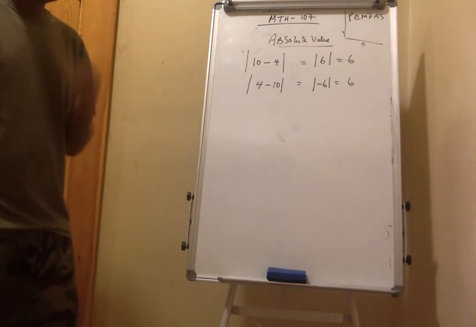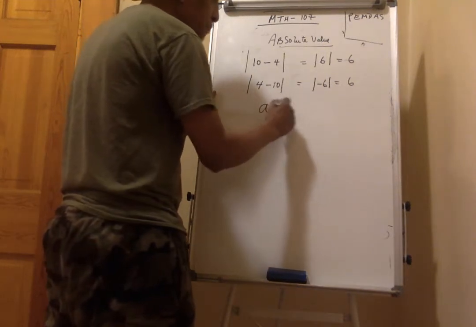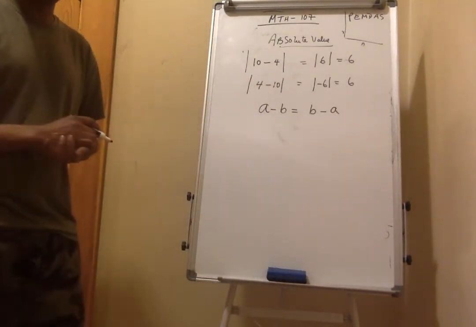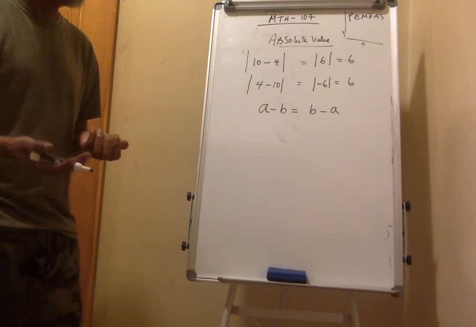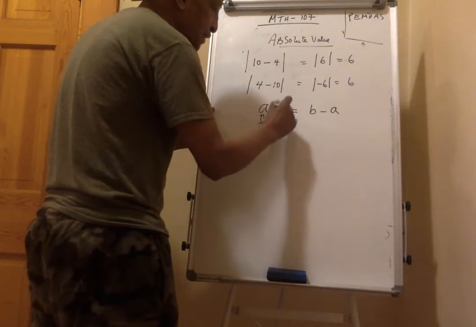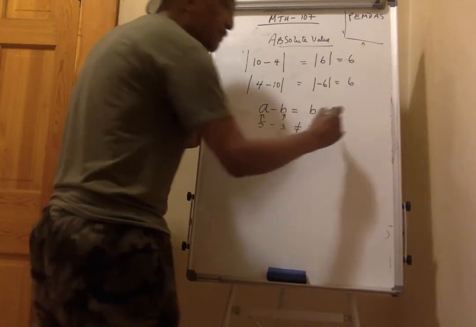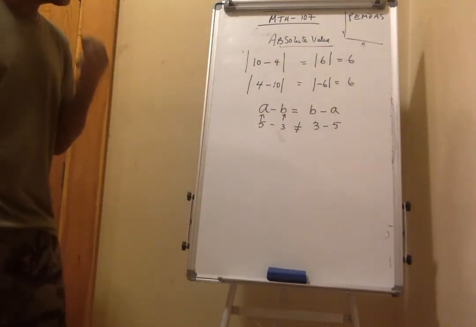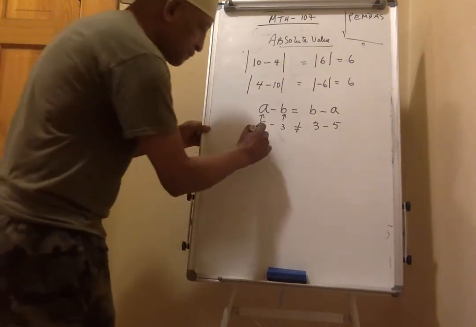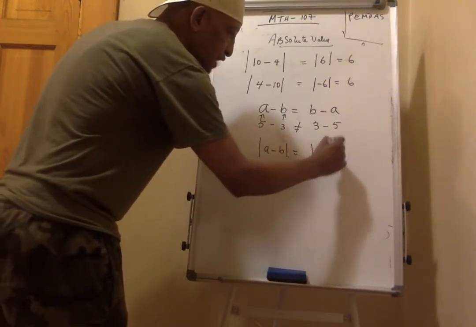What does this mean? When you consider commutativity, if we say a minus b is equal to b minus a, you would say that is wrong. Because if my a is 5 and my b is 3, 5 minus 3 is not the same as 3 minus 5. Therefore, we know subtraction is not commutative. But what if I plug in the absolute value of a minus b is equal to the absolute value of b minus a?